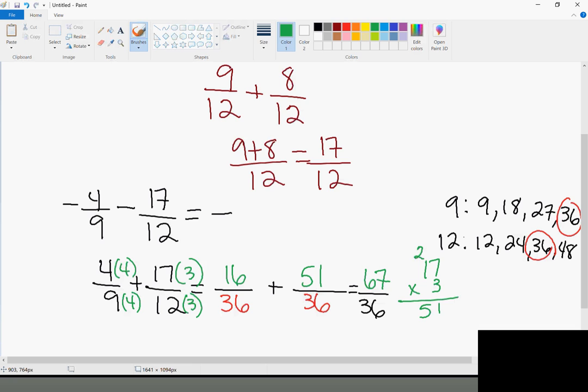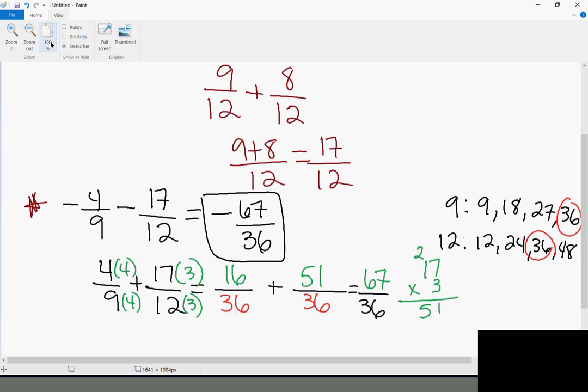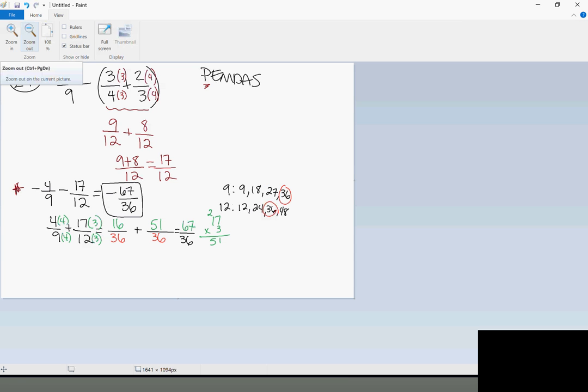All right? So remember, right here, we said the answer is going to be negative, and then you just add up the fractions. So the answer is going to be negative 67 over 36. That was kind of messy. I'm not crazy about how that looks, but you just make that a little better to see. Okay.